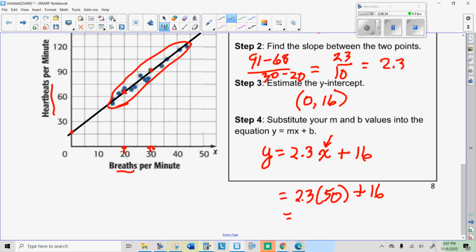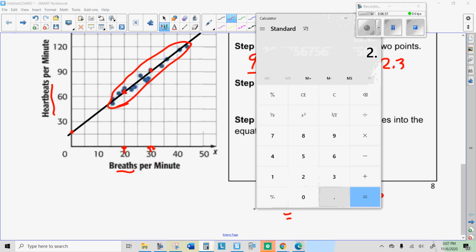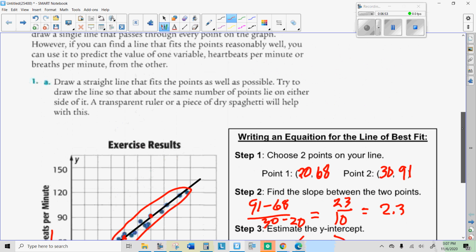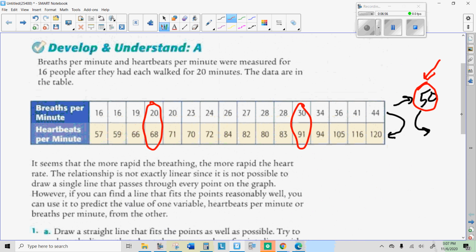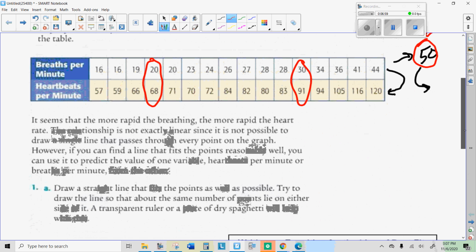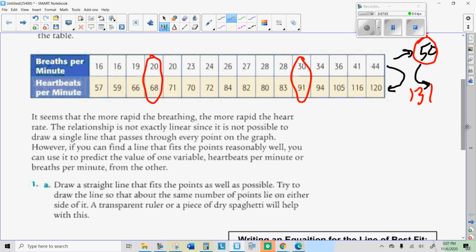So 2.3 times 50 equals 115, plus 16, my y-intercept, is 131. So a person who starts out at 50 breaths, I would predict about 131 heartbeats.